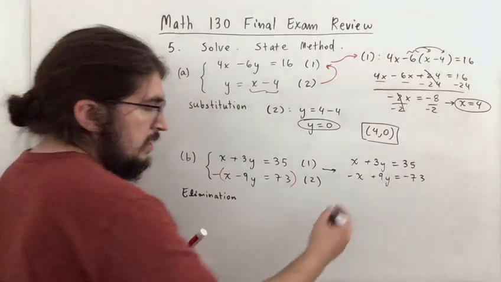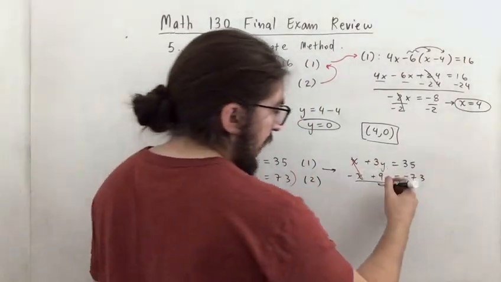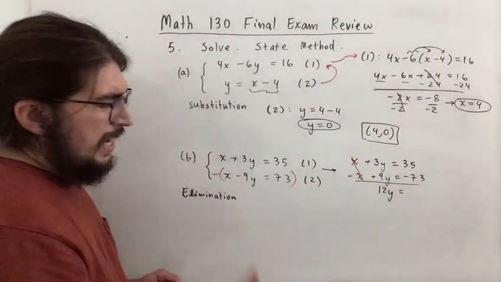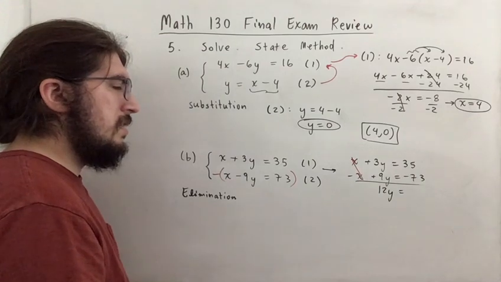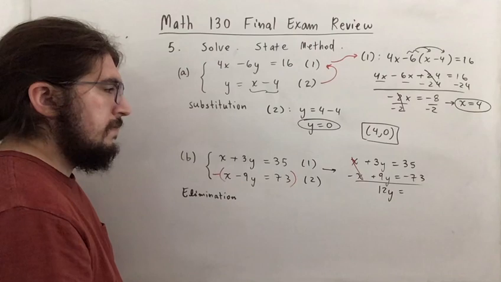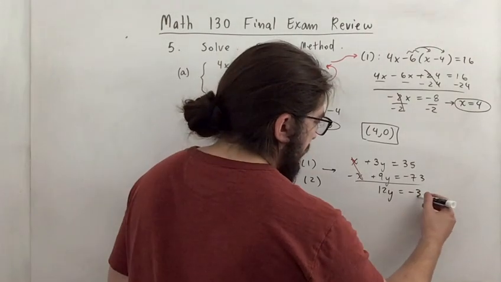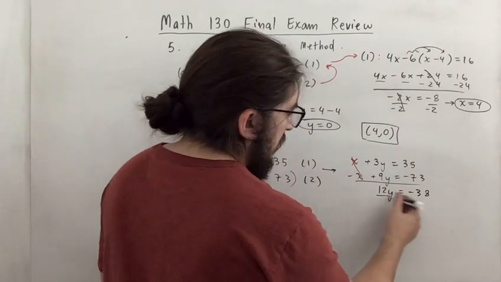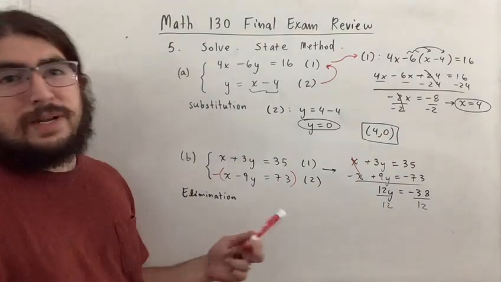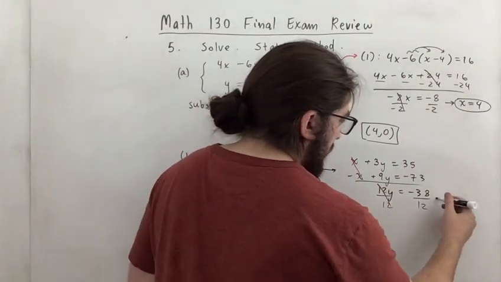Great. So adding straight down, the x's cancel out. And for the y's, those combine to 12y. And what do those combine to? Is that 48? No, it's not quite. It's 38, which is not that great, but okay. So it's negative 38. Okay, divide by 12. That reduces. It reduces by dividing by 2. So we get y is equal to 19 over 6.